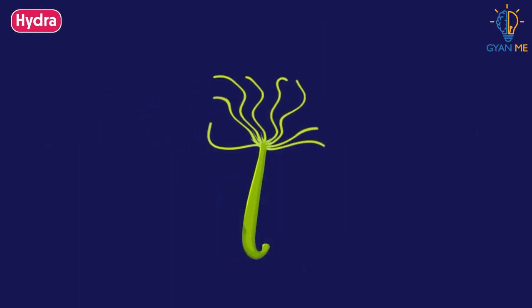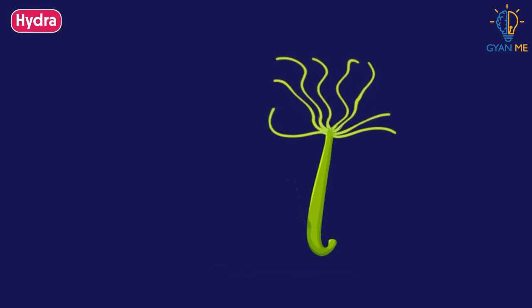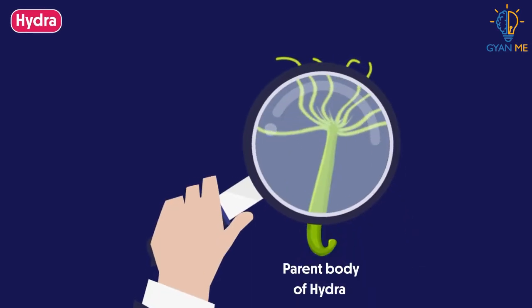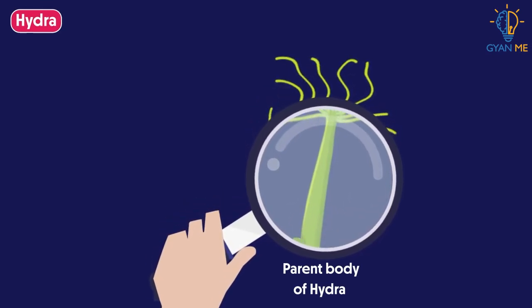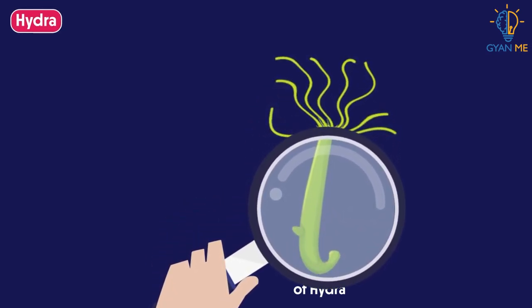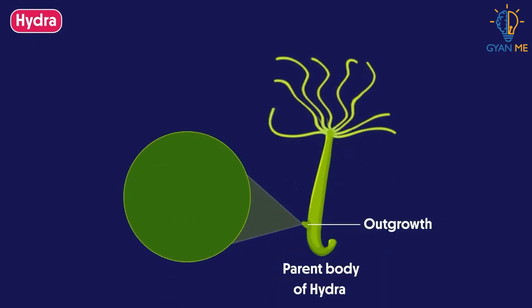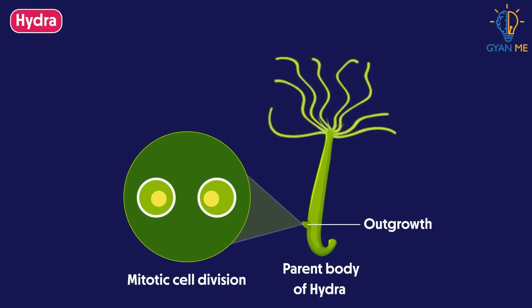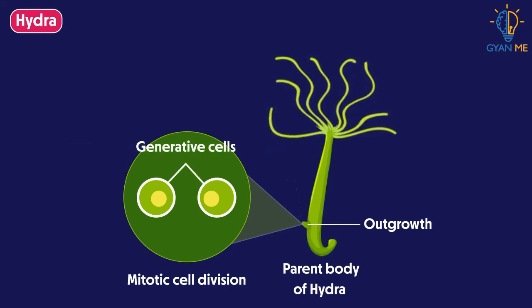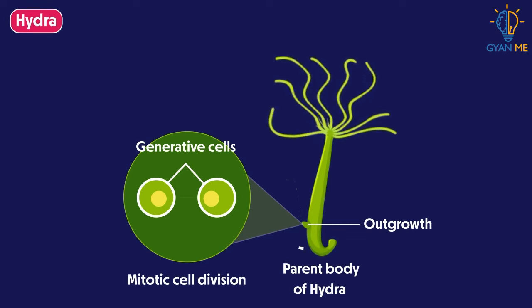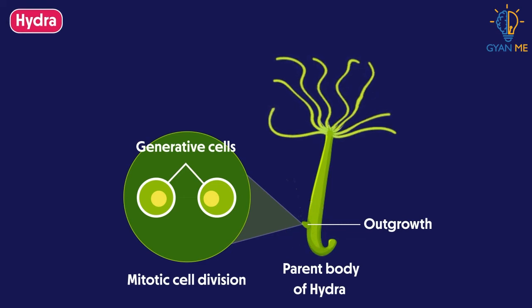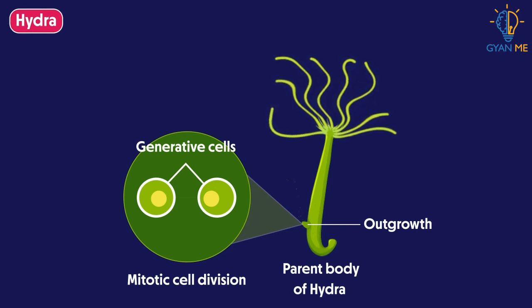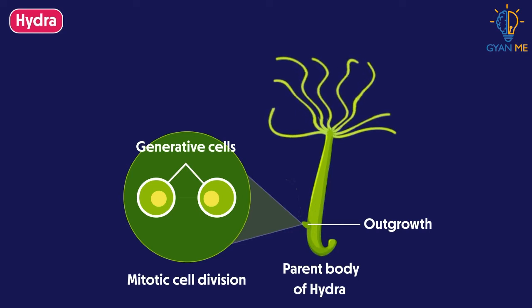Now, do you see this marked portion? Yes, it is the body of hydra. Now, can you spot a small outgrowth on the body of this hydra? Yes, here it is. This outgrowth is formed due to repeated mitotic cell divisions of special cells called generative cells, which are present at this particular spot. Now students, the name itself says these are generative cells. So they regenerate, or they give rise to a new individual from the parent body.